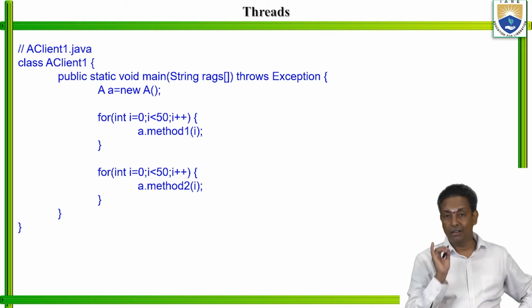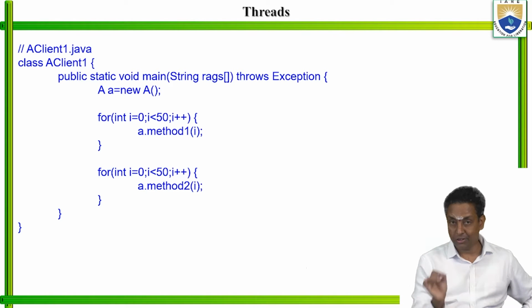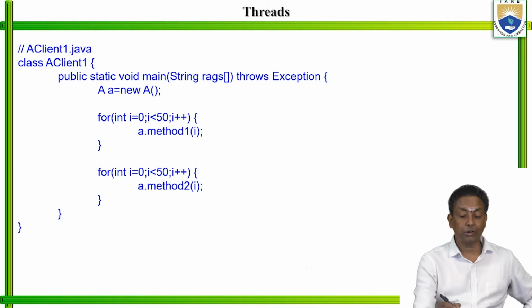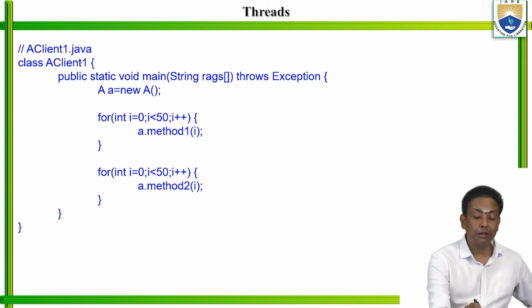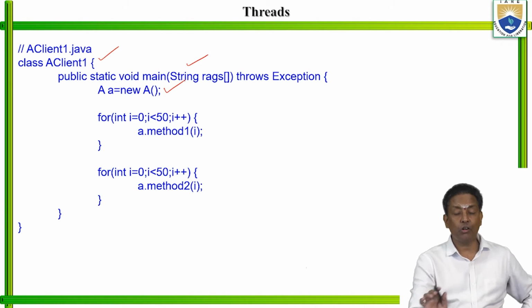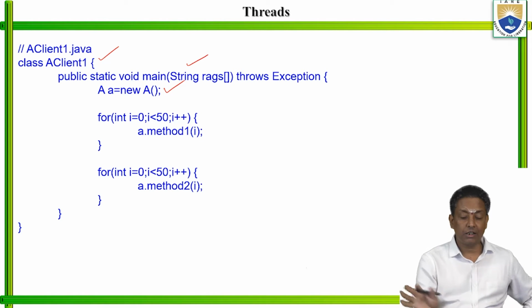See the client program. There is no thread concept here. To understand the thread concept, we need to understand sequential method execution. We wrote one client program, Client 1, with a public static void main. We created an object of class A: A a = new A(). The class A object is created.